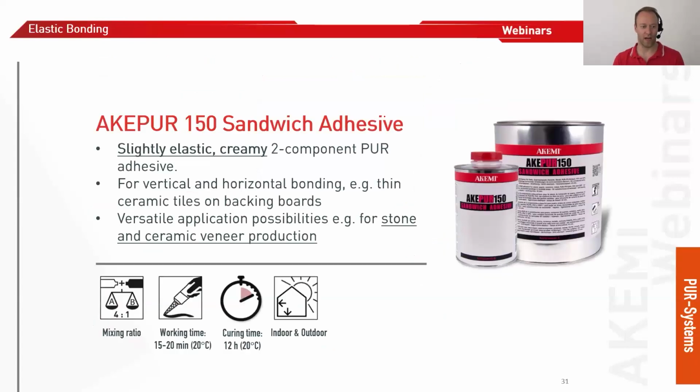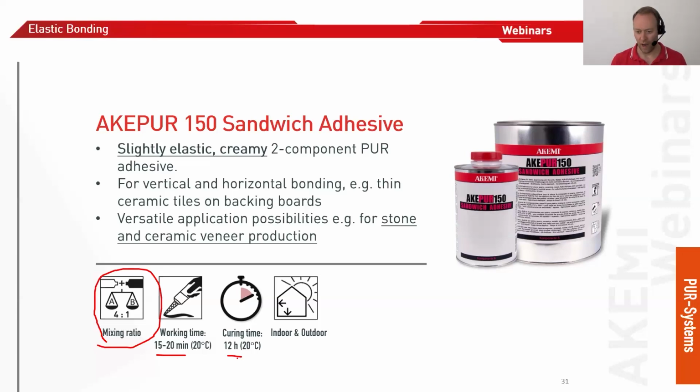We start, of course, with the AKEPUR 150 sandwich adhesive. As I explained, it's ideal for big areas for application. It's a 4:1 mixing ratio. You have a working time from 15 to 20 minutes. So the working time is enough for, let's say, when you cover 2 to 3 square meters of area, you have time to roll it or use a spatula to apply the product in this large area. Then you press, for example, your ceramic or your thin natural stone board onto aluminum honeycomb, wooden substrate, etc. And then it will cure in about 12 hours.